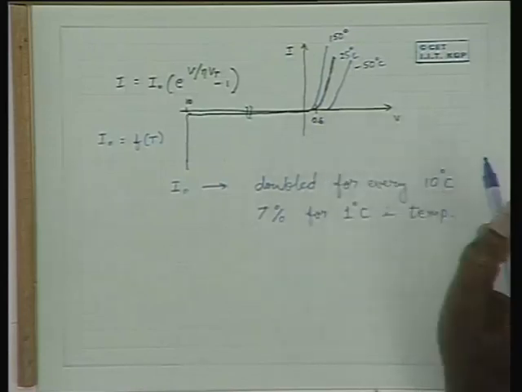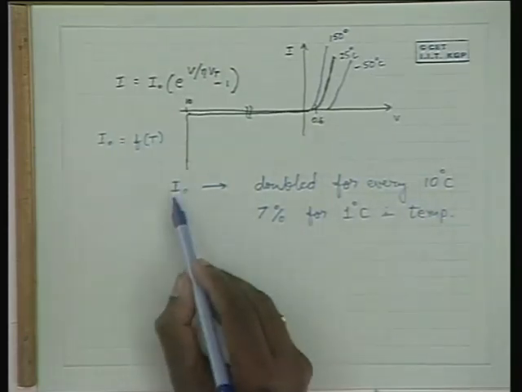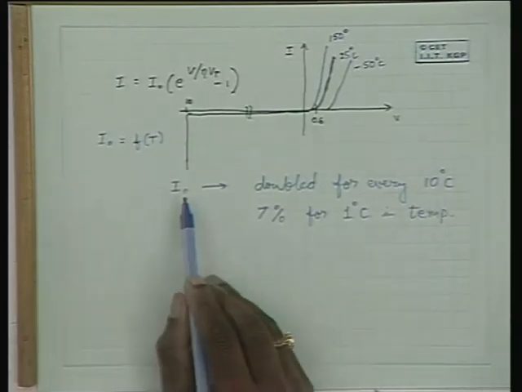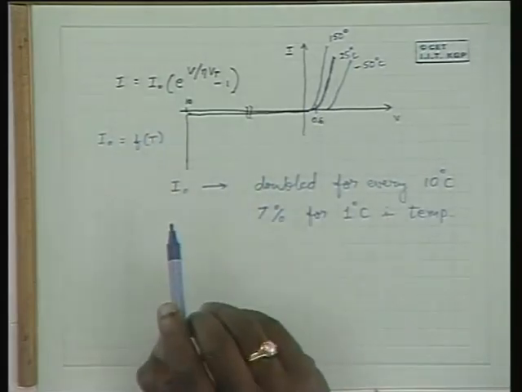So this is how the temperature varies. If you substitute this variation in I naught, that means doubling for every 10 degrees centigrade rise. If you substitute in the expression above, you will find this difference.